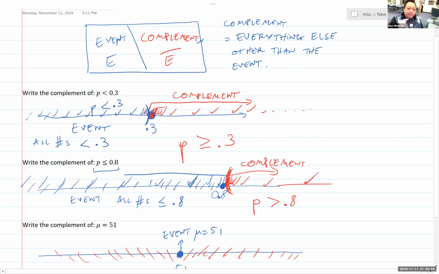So that means between the event and the complement, one of them will include the equal symbol and the other won't. And that's also going to be important when we write hypotheses, in that the null hypothesis will have the equal sign and the alternative hypothesis will never have an equal sign. All right, but as for right now, for the midterm, this is what happened: a lot of people got this kind of question wrong, so I figured I'd tell you about it.